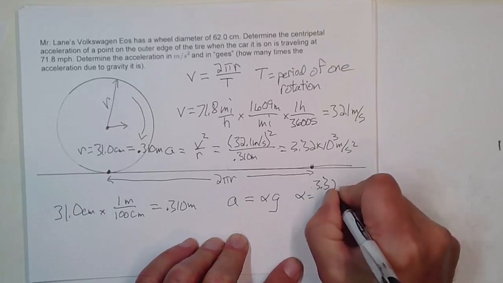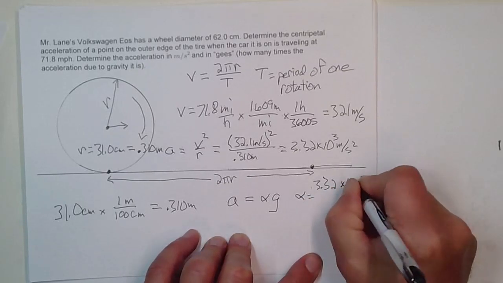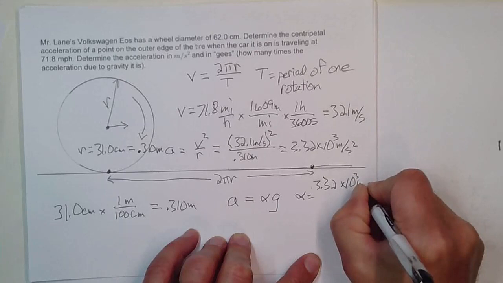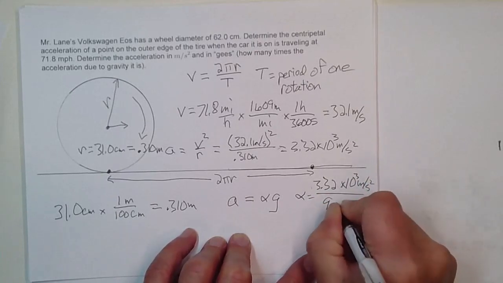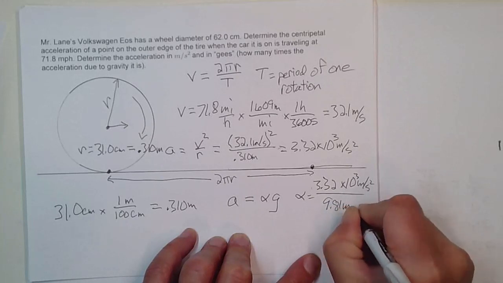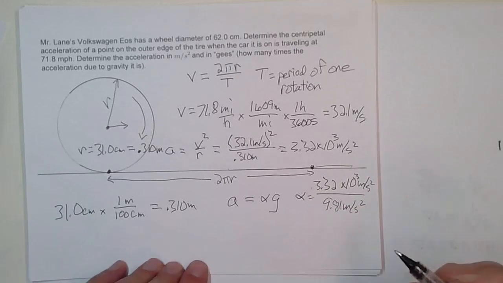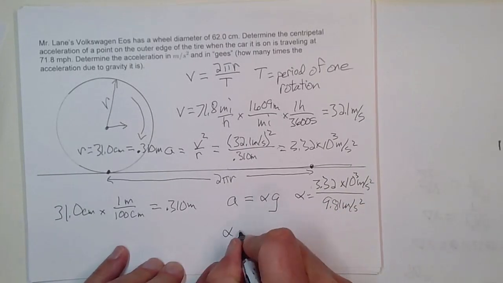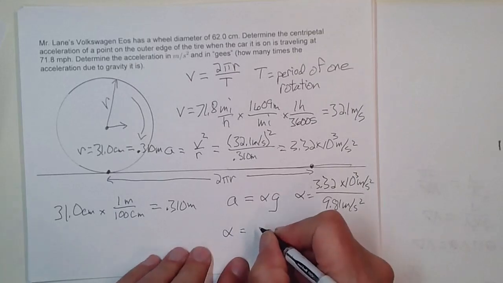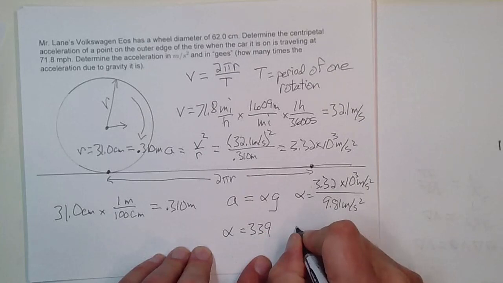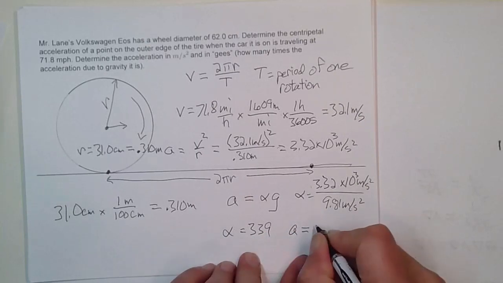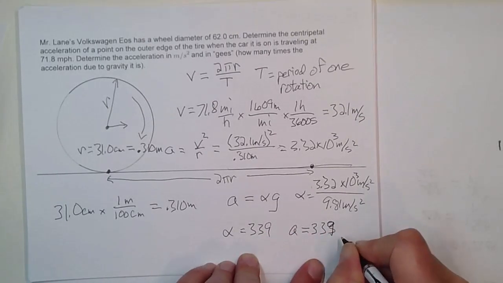3.32 times 10 to the third meters per second squared divided by 9.81 meters per second squared. And when we do that, we get that alpha is equal to about 339. So you could say that the acceleration is 339 g's.